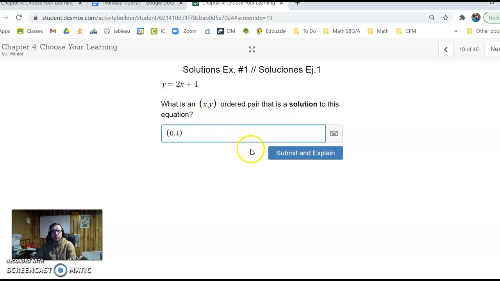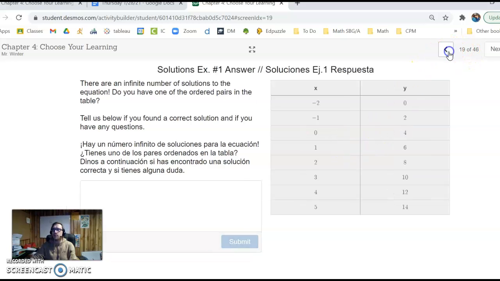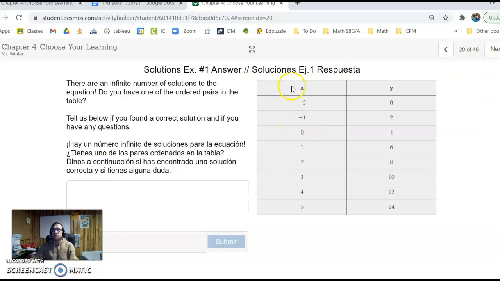How many solutions are there? Infinite amount. So take a look here. Here are just a list of some of the possible solutions. And you see as x goes up by 1, y is going up by 2. Do you know why that is? Well, our starting point is 4. Remember our tiles? X is 0, y is 4. And then it's going up by 2 because our change, our slope, is 2 times x. So any input we put in for x, we multiply by 2, add 4. And so this is just a few of the infinite number of solutions.